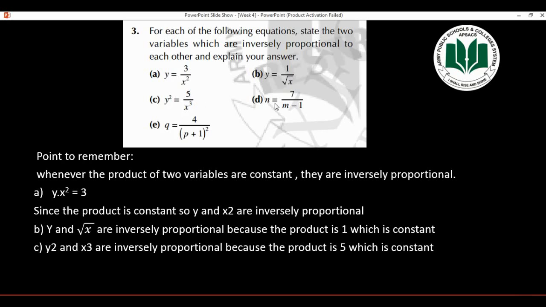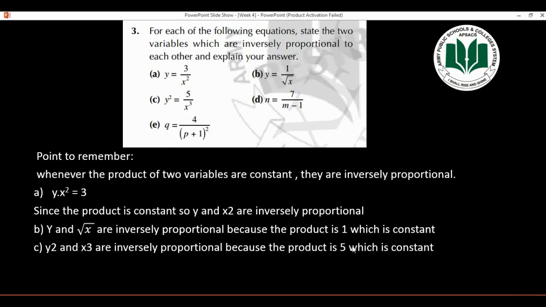In part D, here n is equal to 7 over m minus 1. This m minus 1 goes to the other side, so n and m minus 1 are inversely proportional. And in part E, q and p plus 1 squared are inversely proportional. This is not a tricky question, you just have to explain your answer in a statement form.